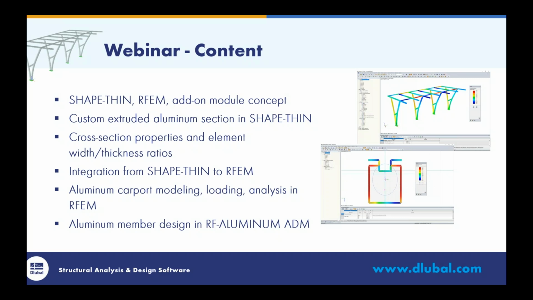So you'll hear me say this quite a bit because this information is what we can essentially integrate from Shape Thin into RFEM and treat as any other member. Once we are in RFEM, we will do the complete modeling of an aluminum carport structure. We will load it. We can set up our load combinations according to the ASCE 7 and run a full analysis. We'll take it a step further and utilize one of our add-on modules, which will provide aluminum member design per the ADM 2015.